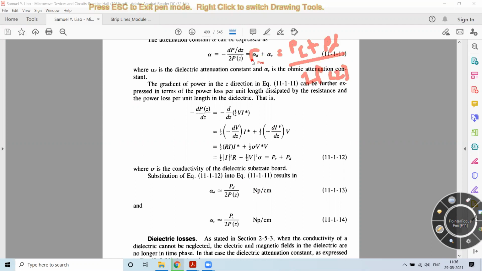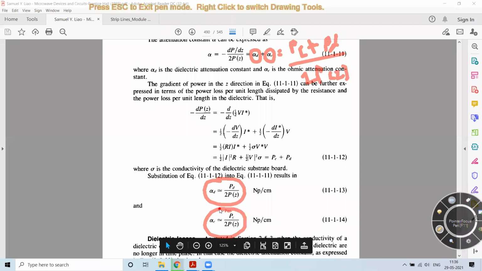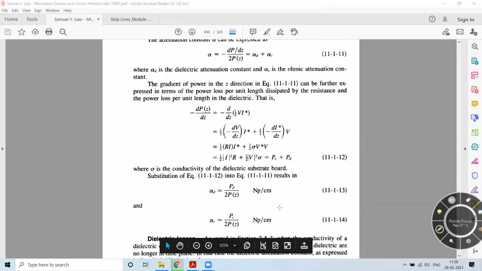And when I equate these parameters, I'll be having alpha d, which is given by Pd divided by 2 times Pz, and alpha c, which is given by Pc divided by 2 times P of z. These are measured in Napier per centimeter. These are the attenuations which are due to the dielectric material and the conducting strip line.